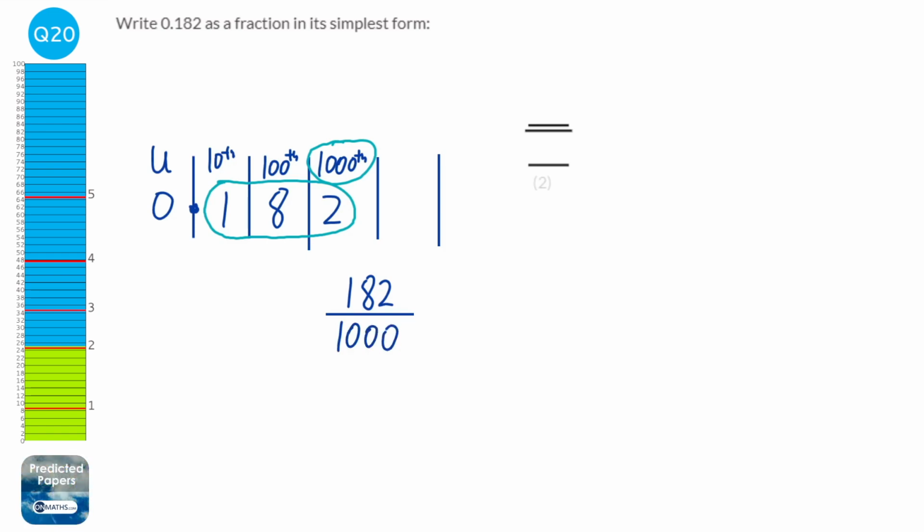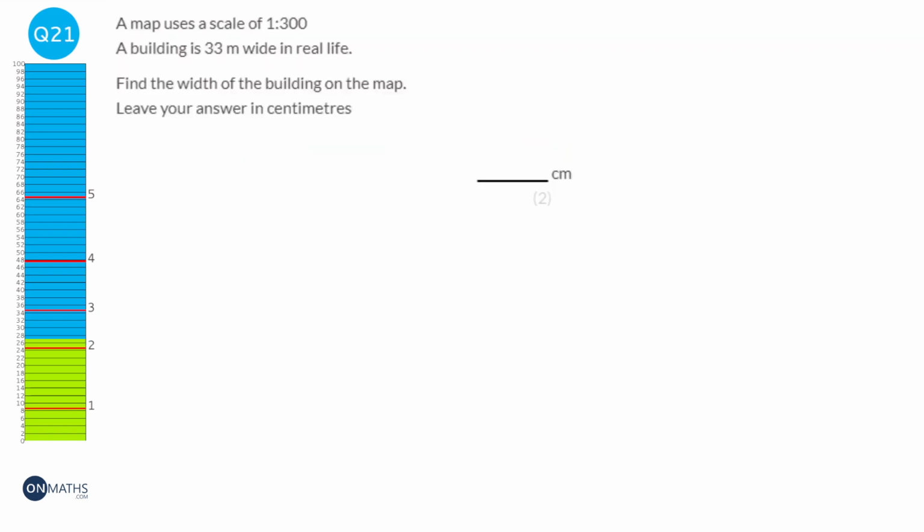Okay, so it's 182 over 1000, but they're both even numbers, so we can actually cancel it down. It says it wants it in its simplest form, so we can divide top and bottom by 2. And 182, well 180 divided by 2 is 90, so that's going to be 91. Now I don't think you can cancel that anymore, so I'm going to put that as my answer, 91 over 500.